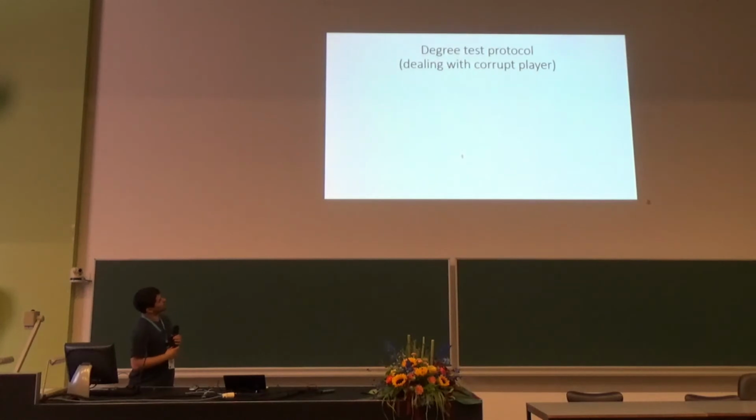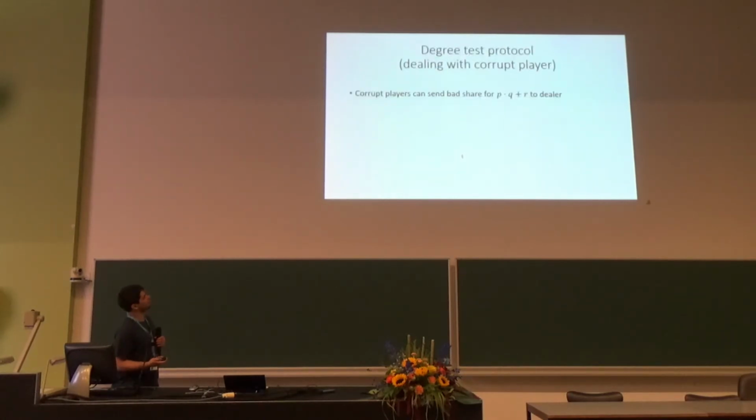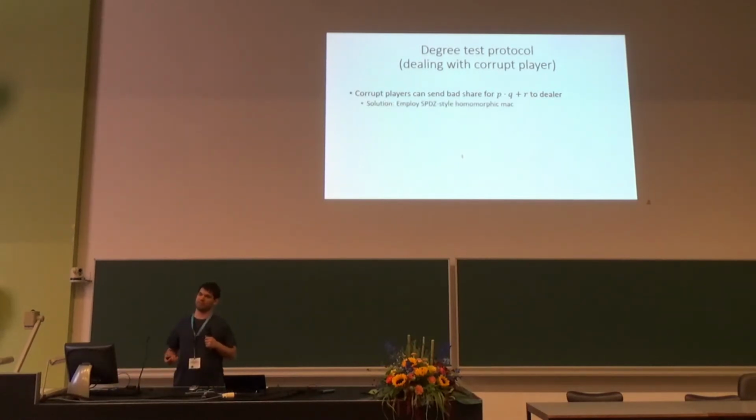Really quickly, the degree testing protocol protects you against a malicious dealer, but you might not be able to succeed because some of the players decided not to send the right shares. So how do you verify that the players sent the right shares? Well, we're going to employ a homomorphic map to make sure that during this protocol they are actually sending the correct shares. And of course, the dealer can eliminate corrupt players.